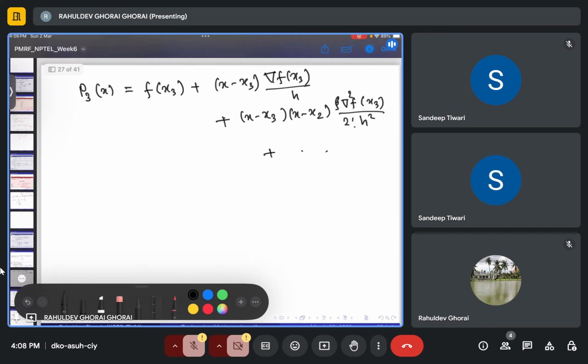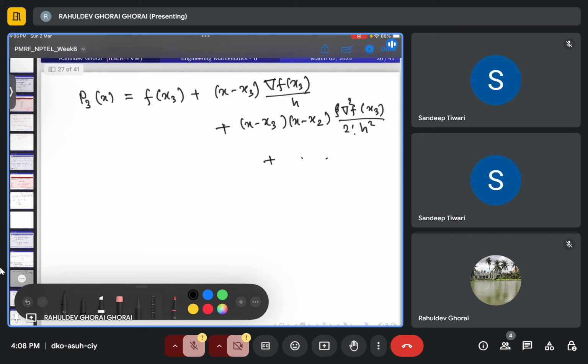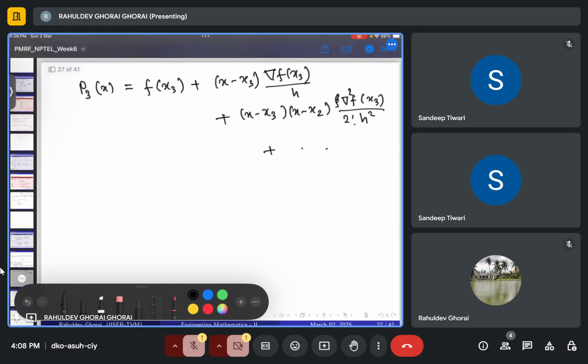But how do you find the forward operator, this Newton's forward operator? Sorry, this is backward, right? So how do you find f of x3 easily? How do you find del 2 f of x3 and delta 3 f of x3? You also need to find those, right?